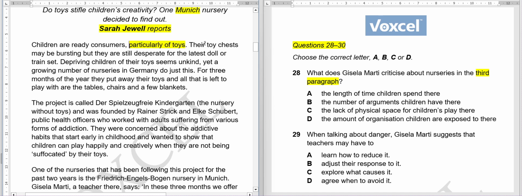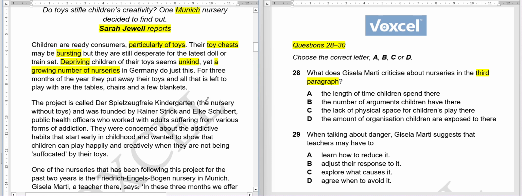Their toy chest, the place where they keep their toys, because it's their treasure, may be bursting, but they are still desperate for the latest doll or train set, and they still want more. Depriving children of their toys seems unkind, yet a growing number of nurseries in Germany do just this. If you are not allowing children to play with their toys, it seems unkind, harsh on them. Yet there is a growing number of nurseries in Germany that are doing just this.